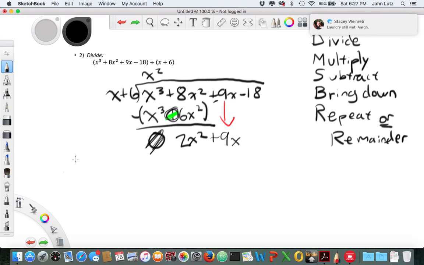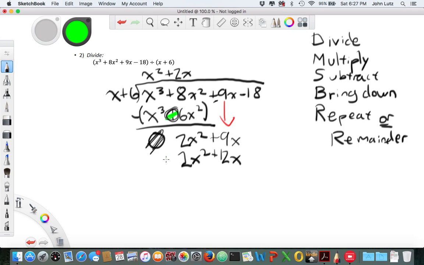If I'm going to divide 2x squared by x, it's going to be 2x. So let's put plus 2x. And then again, 2x times x is 2x squared, and 2x times 6 is plus 12x. There we go. 2x squared plus 12x. Now, we've got to subtract, so I'm going to change both of these into minuses. Minus and minus, okay? And I'm going to get 2x squared minus 2x squared is 0, which is exactly what I want. 9x minus 12x is negative 3x.